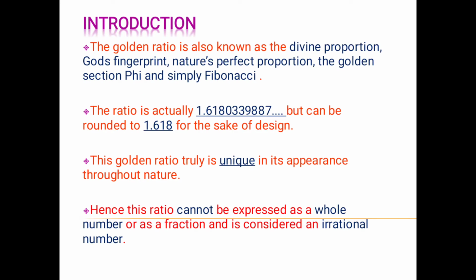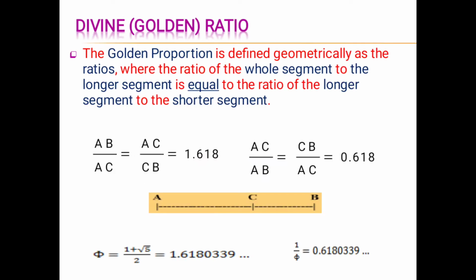The golden ratio is also known as the divine proportion, God's fingerprint, nature's perfect proportion, the golden section, and is simply known as the Fibonacci series. This ratio is actually denoted by 1.618 etc., but it's simply denoted as 1.618 for our assumption. This golden ratio truly is unique in its appearance throughout nature. It is not a whole number; it is also known as an irrational number.